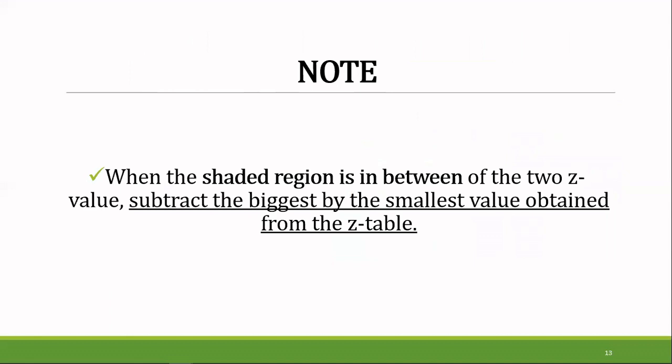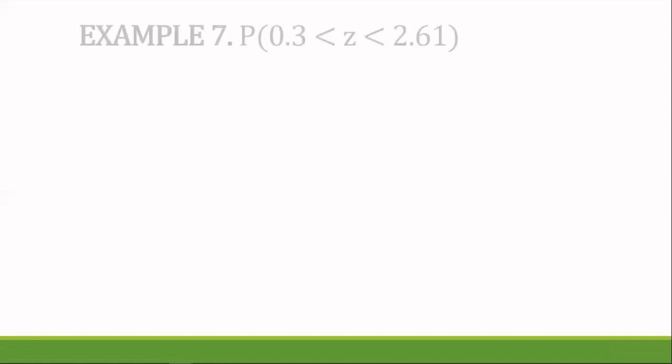Okay, so ito na yung last dun sa ating 3 cases, no? In solving the area under the normal curve. So when the shaded region is in between of the two Z values, subtract the biggest by the smallest value obtained from the Z table. So shaded region is in between. So meaning to say, meron tayong given na 2 z value. And then the condition we need to satisfy is kailangan nating isubtract yung biggest value sa smallest value na makukuha natin sa Z table. So let's have an example for this one.